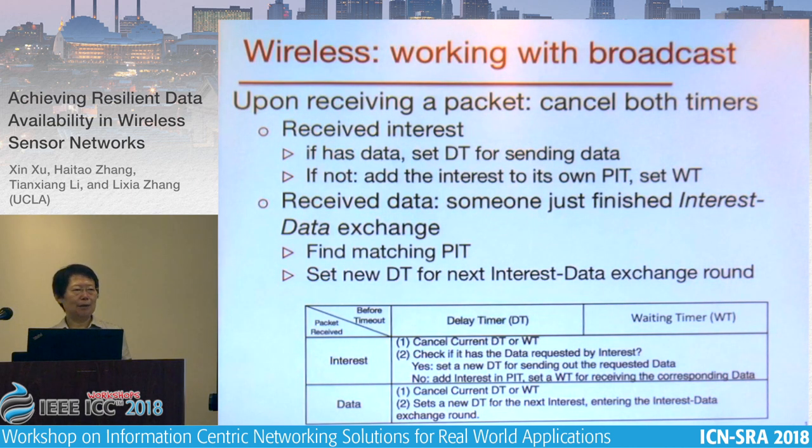Why schedule a delay timer? Because other people might also have the same data, they could also transmit at once. This delay timer, the randomization, will minimize the collisions. And if I receive the interest and I don't have the data, what does that mean? That means that I also want the data, because we want the nodes to replicate everyone else's data. So then you just put this received interest into your pending interest table and wait for the data to come. So that's why you select the wait timer.